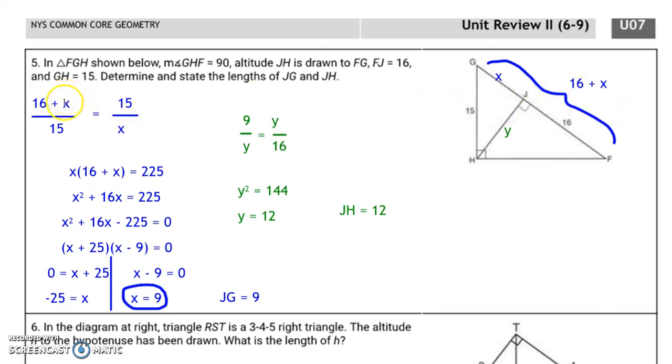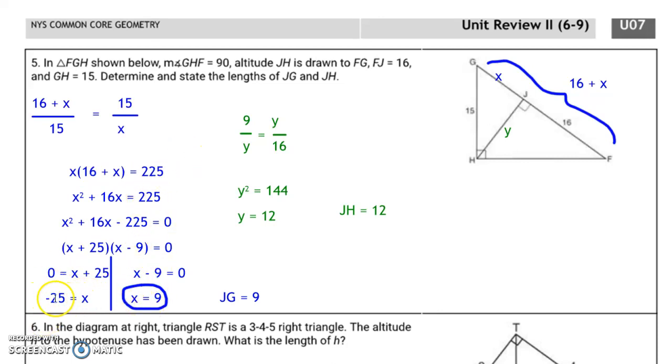We set up a proportion: hypotenuse of big triangle divided by the leg of the big triangle is equal to the hypotenuse of the small triangle divided by the leg of the small triangle. Notice that these numbers are always going to be the same on the diagonal. We do a quadratic. Take a few moments to parse this quadratic and see if you understand what's going on.